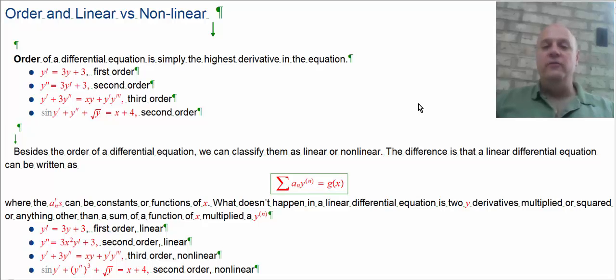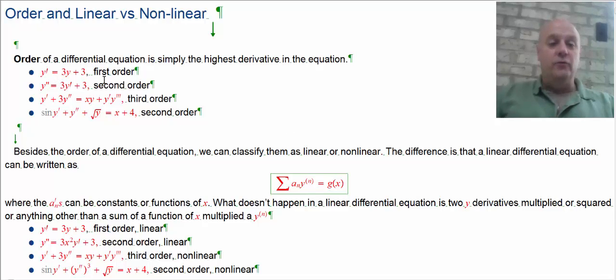So let's start with the easiest thing, the order. The order of a differential equation is just the highest derivative in that equation. Let's take a look here. The first one, y prime equals 3y plus 3, is first order because the highest derivative is 1. The second equation is second order because of the y prime prime. If I look at this third one, I've got y prime, y prime prime, y prime prime prime, so it's a third order differential equation. The last one has a first derivative, a second derivative, and no derivative, so it's second order because of the highest derivative. The order just means the highest derivative in that equation.